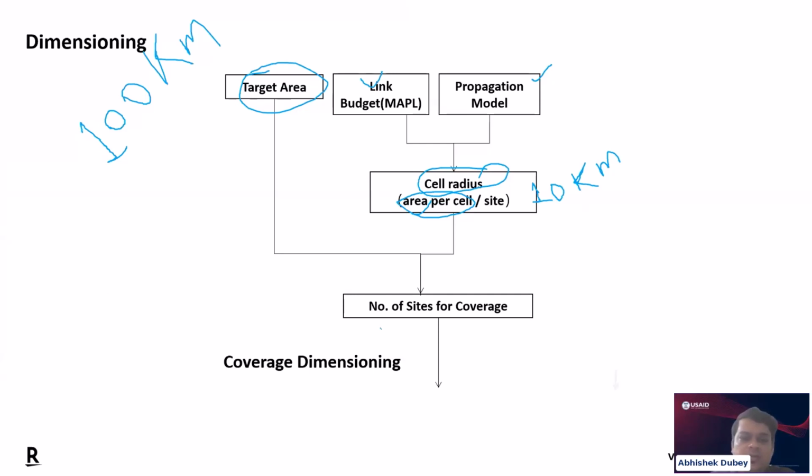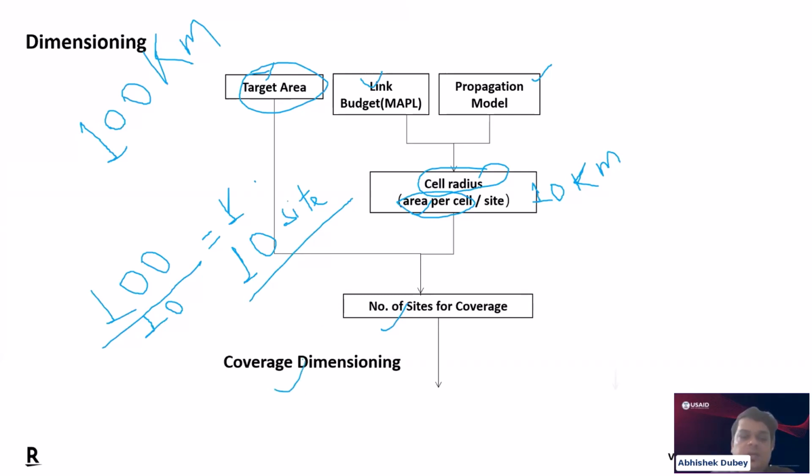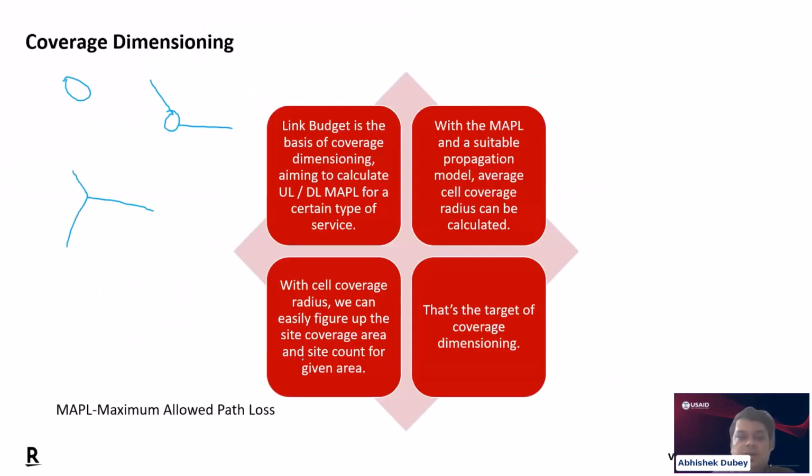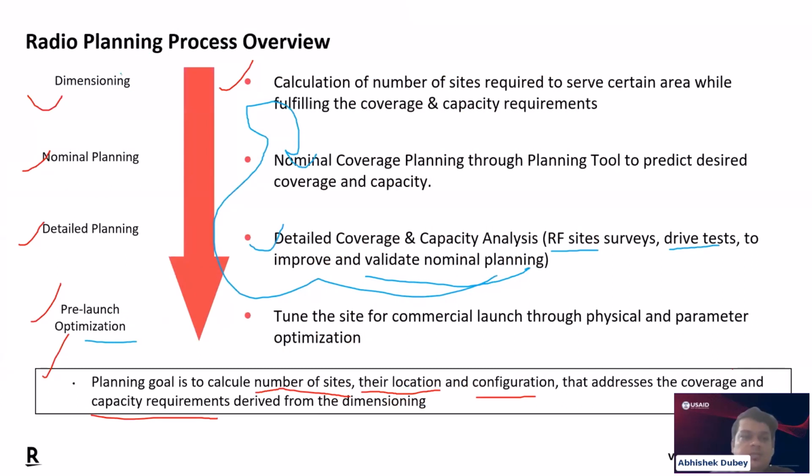So how will you calculate the number of sites for the coverage? The simple one: 100 divided by one site area, 10. What does it mean? It means you require 10 sites in that area to cover your cluster. So this target area requires how many sites? 10 sites. So you got your sites from dimensioning. Okay, so that dimensioning we were discussing, if you remember here.